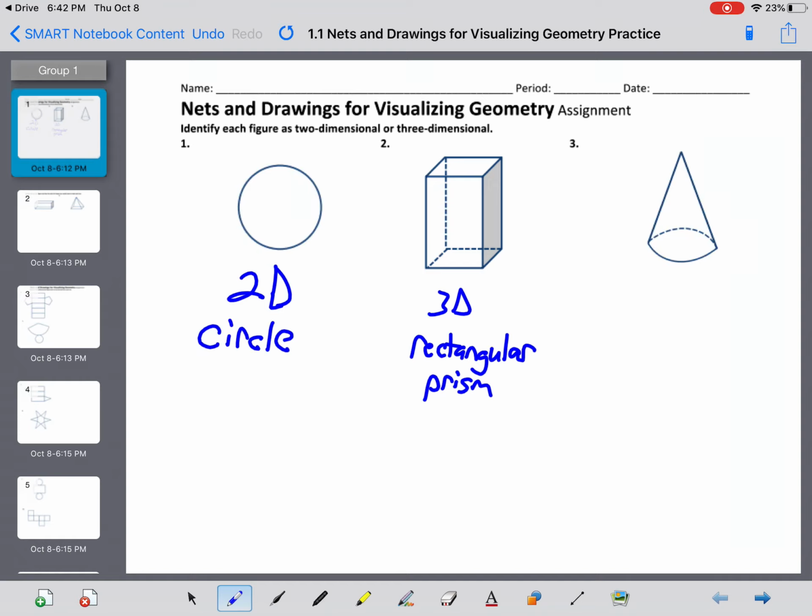And if you look at number 3, again, I see depth thanks to the dashed lines near the bottom. This is 3D, and I'm sure you're all familiar with this, right? This is a cone.